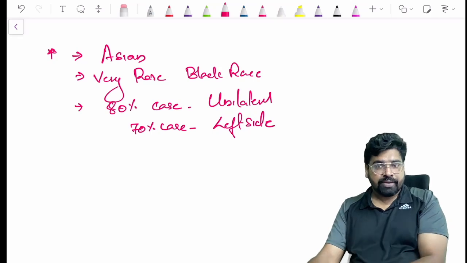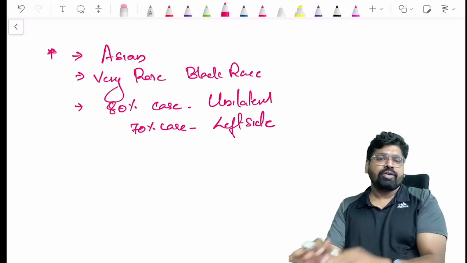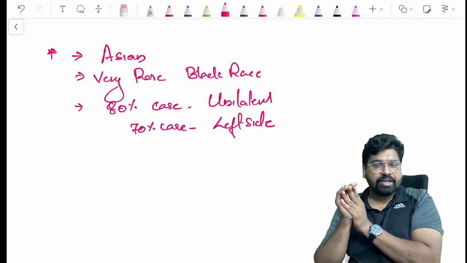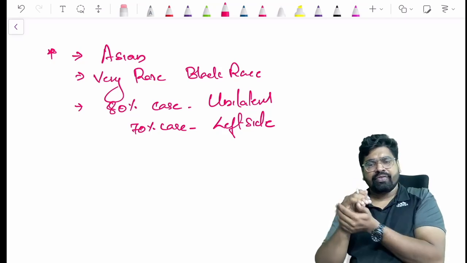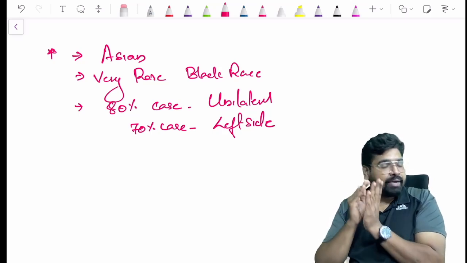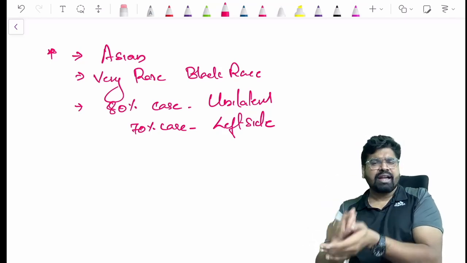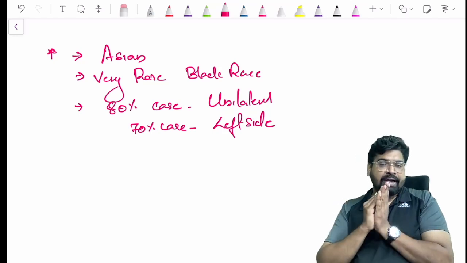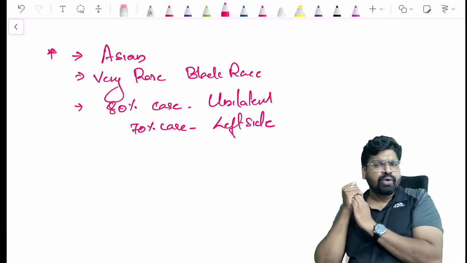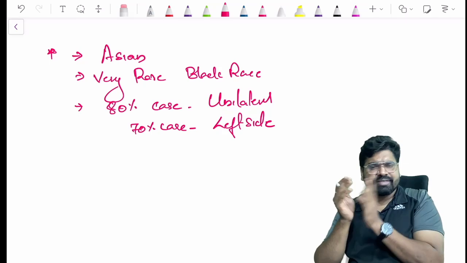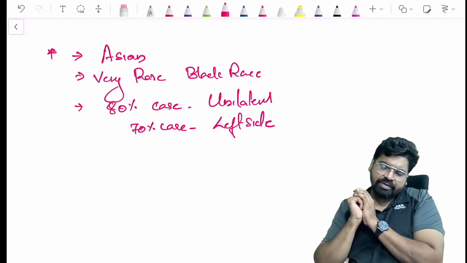They asked whether clefting is very common in white people. That is a wrong statement, because clefting is most common in the Asian population and very rare in the black population. And 80% of the cases are unilateral, on one side, and 70% of those clefts are on the left side. The left side is more commonly affected by clefting. So that is one thing.